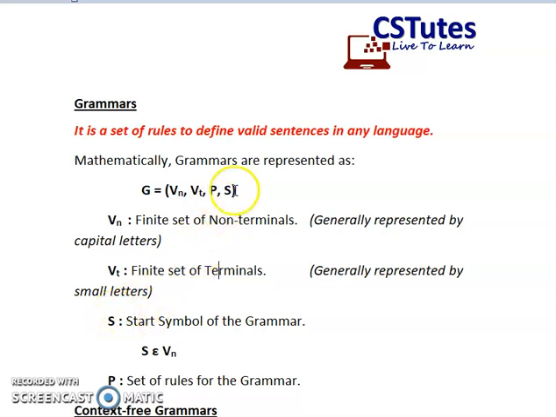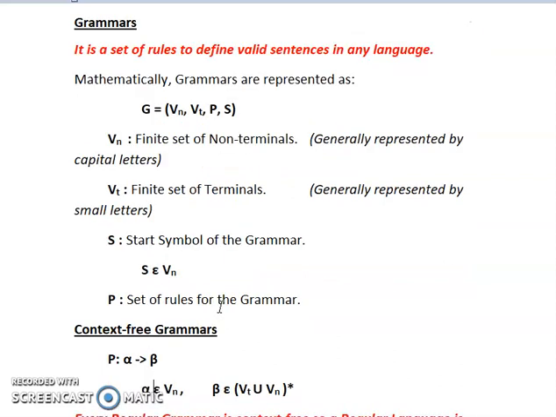The next tuple is S. S is a start symbol and it belongs to the set of non-terminals. That means the value of S is a variable. Then P is the production rules. Production rules are the rules which are used to represent any grammar.